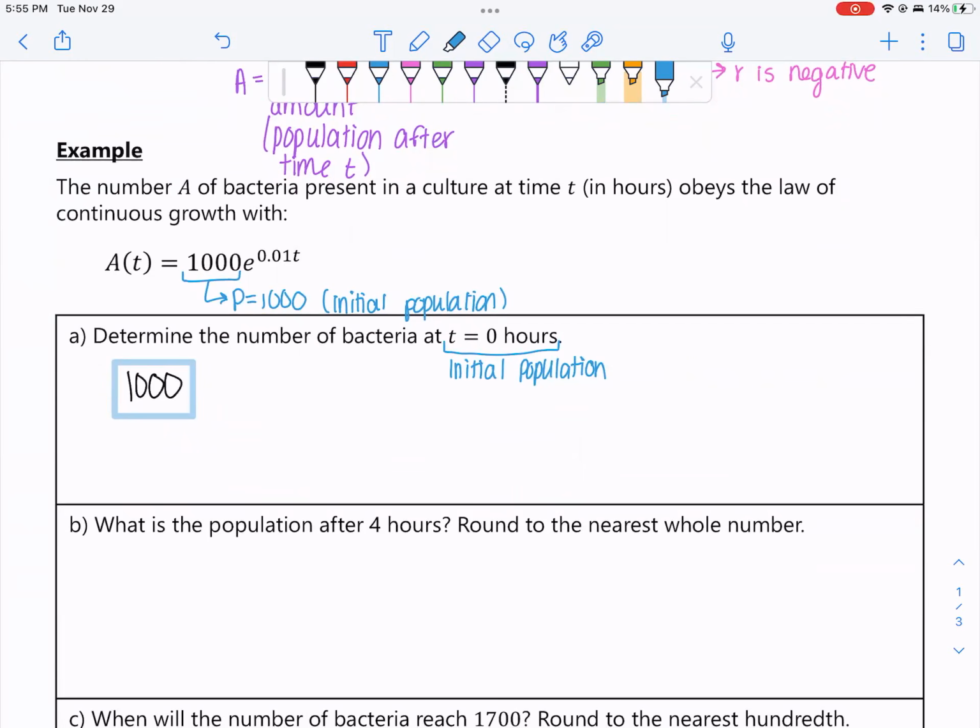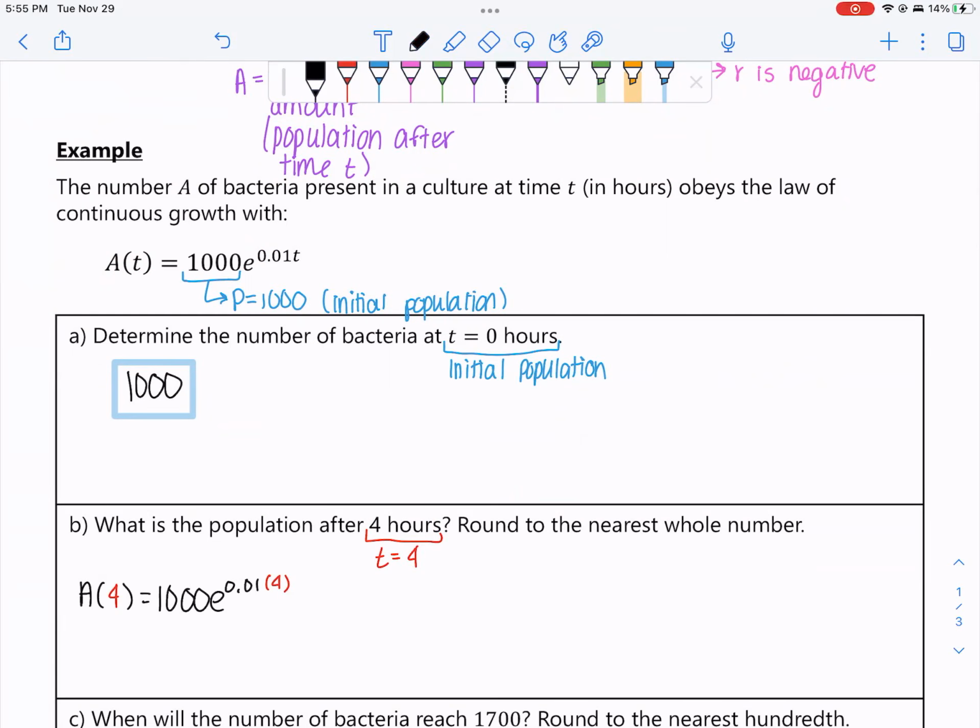What is the population after 4 hours? Round to the nearest whole number. This is a function right here, so this is function notation. I'm going to plug in 4 for T. T is equal to 4. So I have A of 4 equal to 1,000 e raised to the 0.01 times 4.